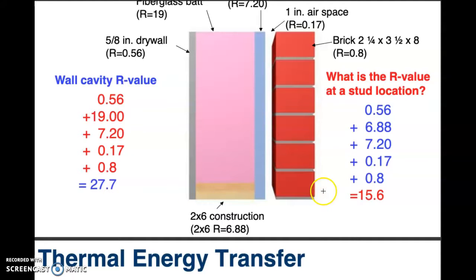Look, think about heat transferring. It would go through here. It would go through the air. It would go through the wrap on your house. Then it would transfer directly through a stud and then through the wall.